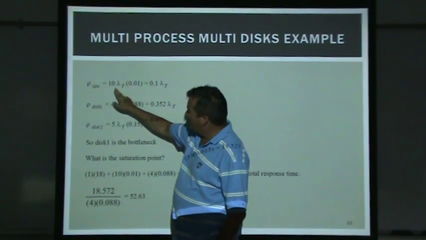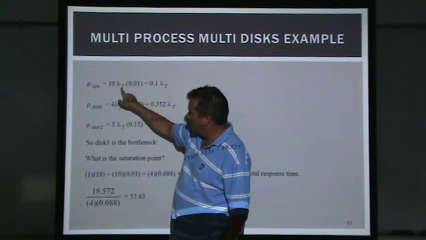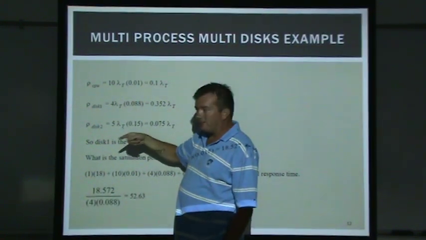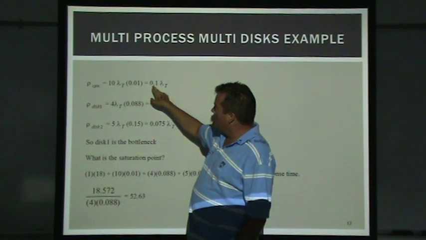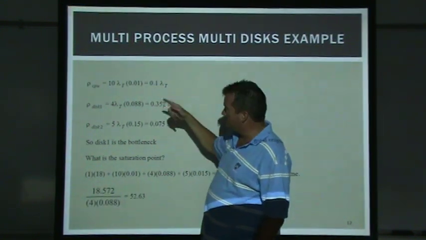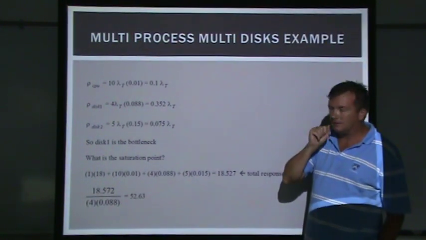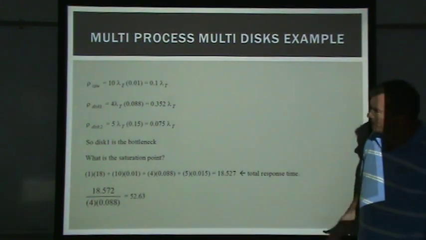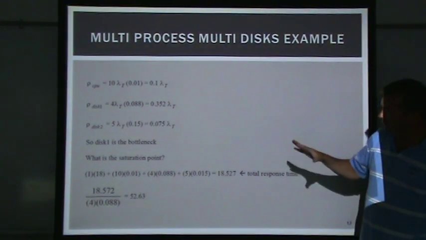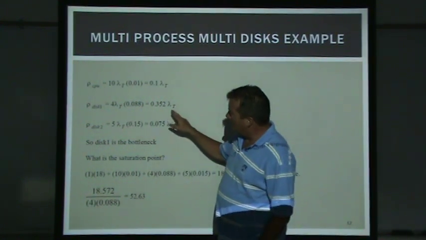The rate into the CPU is going to be 10 times that. And then the service rate of that is it can do 0.01 per second, so 10 times 0.01. We can have the percentage of time that the CPU is in use is 1/10 of whatever the rate into the system is. So again, this is kind of a quasi-theoretical example.